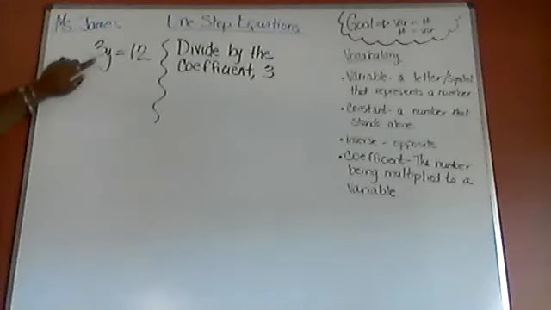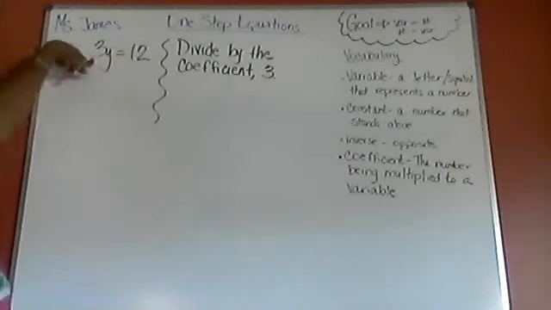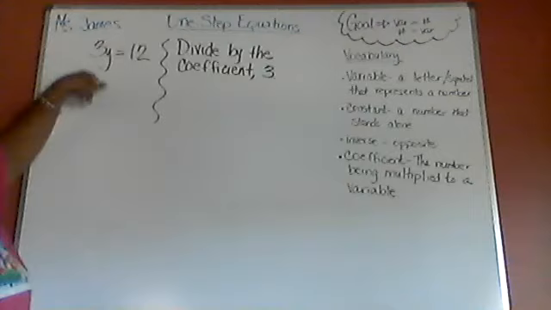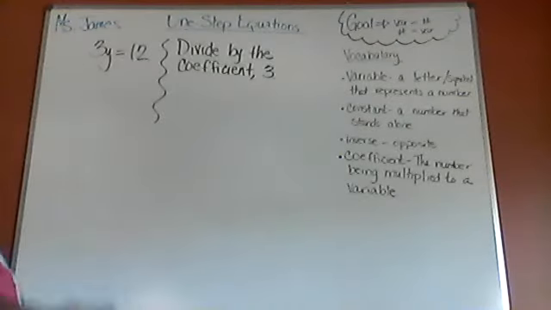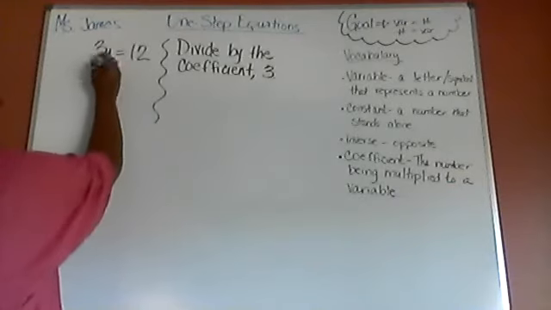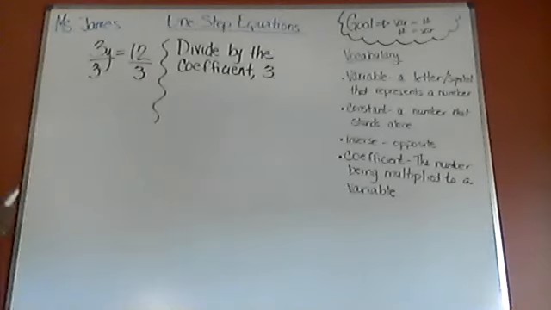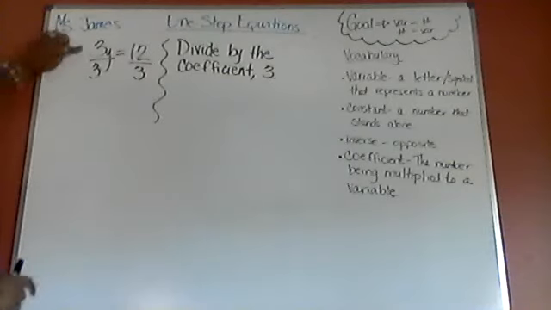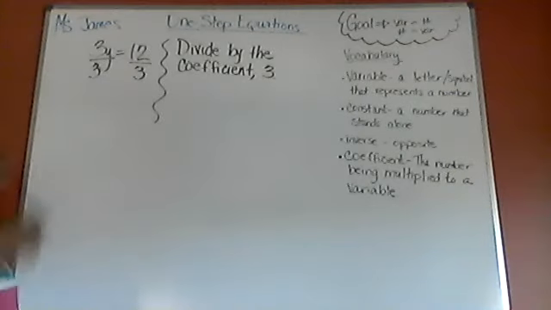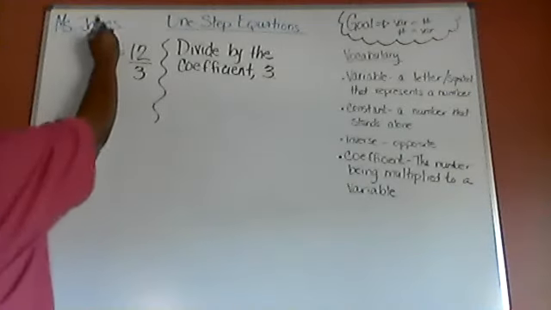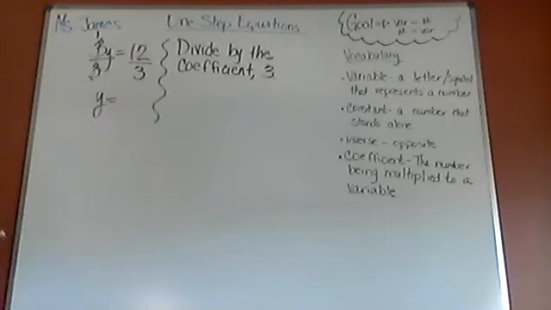In order for y to be alone or to be isolated, we need this 3 to become a 1. The only way we can make this 3 into a 1, given that we have the multiplication operation, is to divide by its same number, because anything divided by itself becomes 1. So we need 3 divided by 3 to become 1. And 1 times y is y. So then you have 1y is equal to 12 divided by 3.